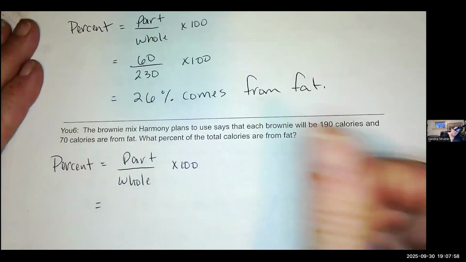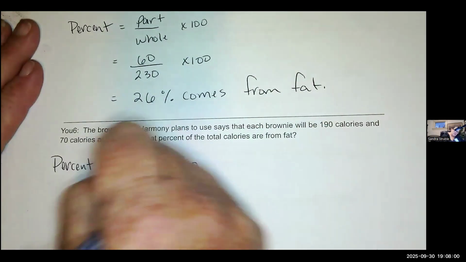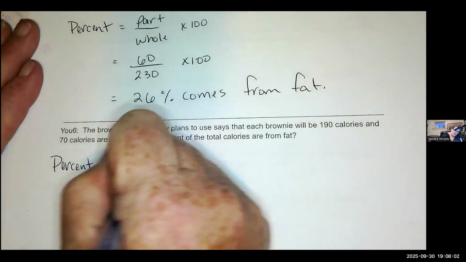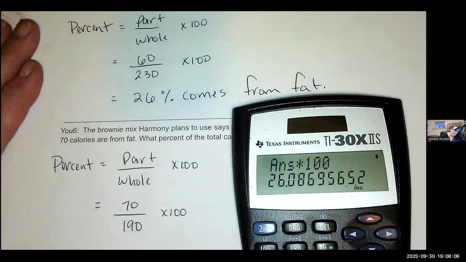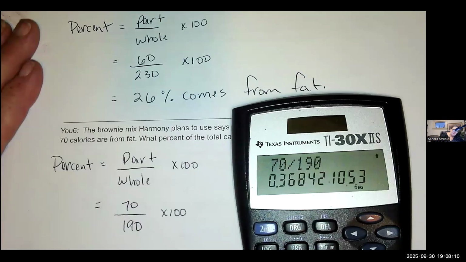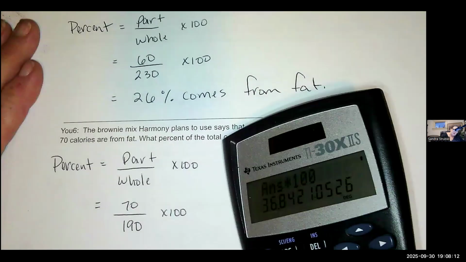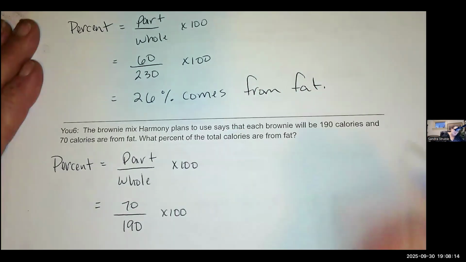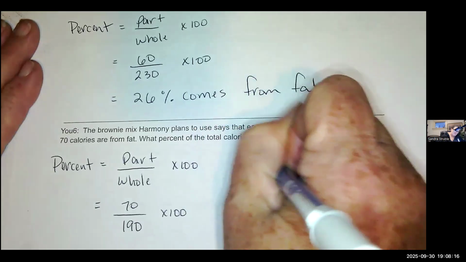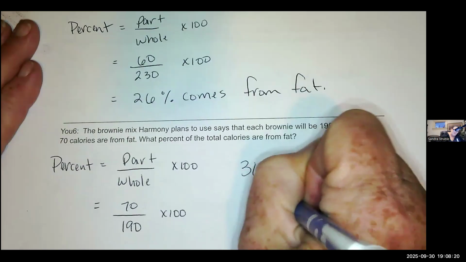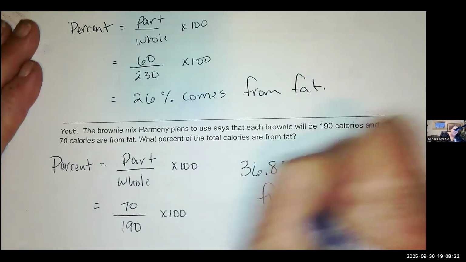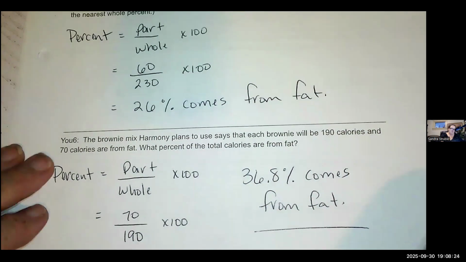All right. Part is 70. Whole is 190. So put this in your calculator. 70 divided by 190 equals, and then times 100 equals. So 36.8% comes from fat. Okay. Go to the last one.